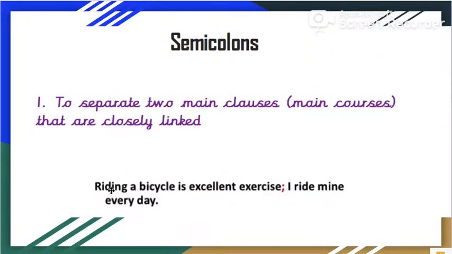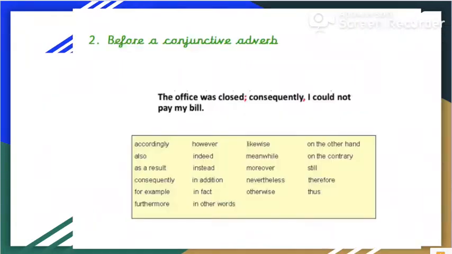So, for example, we've got an example here. Riding a bicycle is excellent exercise; I ride mine every day. So I've used a semicolon here to link them together because the first clause is a statement stating that riding a bicycle is excellent exercise. And then the next clause is me giving you extra information saying that I ride mine every day. So I can use a semicolon to link those together.